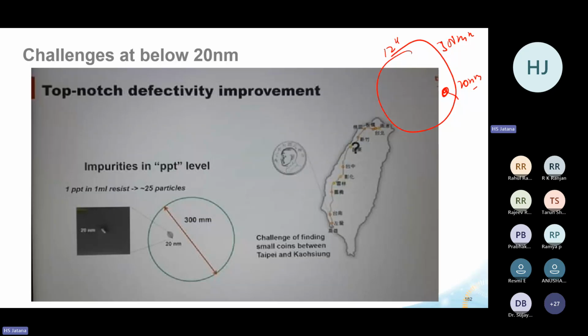So the challenge: if this particle is 20 nanometer, finding a 20 nanometer particle on a circular surface area of 300 mm is the same as finding a coin between two cities on a highway which are 300 kilometer apart. What will be the size of a coin? 2 inch at the most. So 2 inch and 300 kilometer will be the same as 20 nanometer and 300 mm. So this is the same geometry. This kind of perfection they are able to achieve.